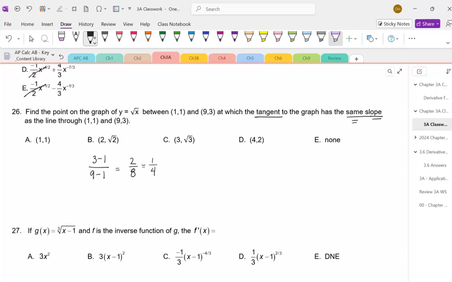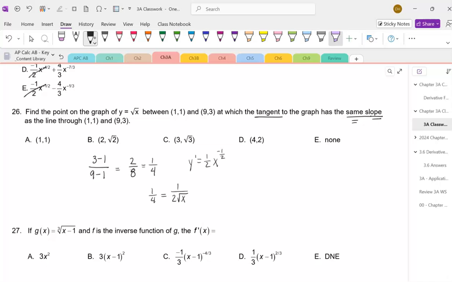So to find that answer, we can go ahead and find the derivative. So we've got y prime equals 1/2 x to the power of negative 1/2. And then from there, I'm going to set them equal to each other because this 1/4 is supposed to be equal to 1 over 2 square root x. And you're looking for what x can be. Now you can go ahead and cross multiply and go through that whole solving process.